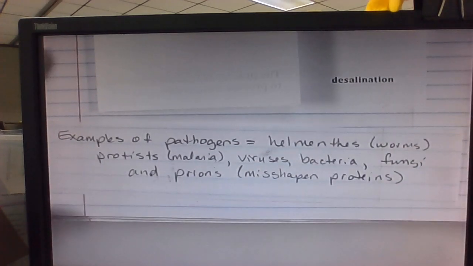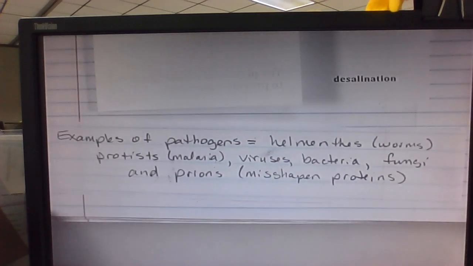So, some examples of pathogens. Helminthes, which are worms. Protists, like malaria. Viruses, bacteria, fungi, and prions, which are misshapen proteins.